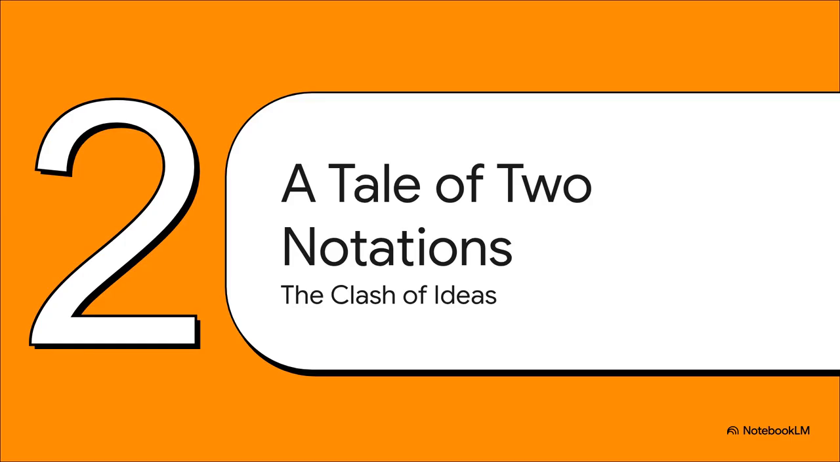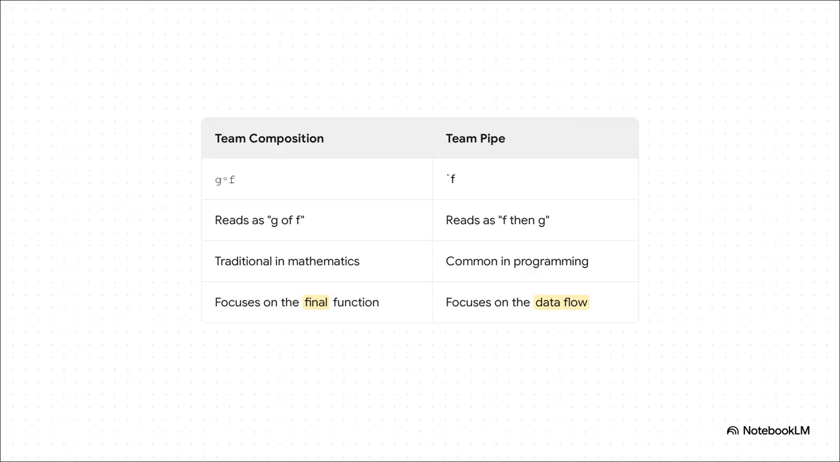And that brings us to the two competing ways of writing this all down. This isn't just about picking symbols. It's about two totally different philosophies. It's time to meet the two teams in this fight. So on one side, you've got team composition, the traditional math approach with g of f. You read it as g of f, and the whole point is that it puts the final function, the last step, right up front. Then you've got team pipe, which is huge in programming. They write it f pipe to g. This reads exactly how you'd think, f then g. It's all about the flow of data from left to right, just like that diagram we saw.